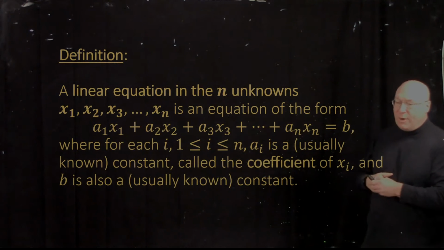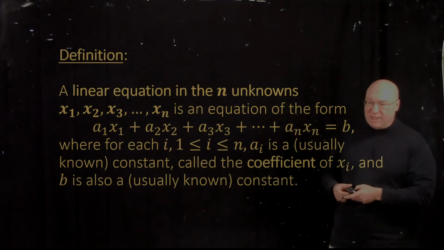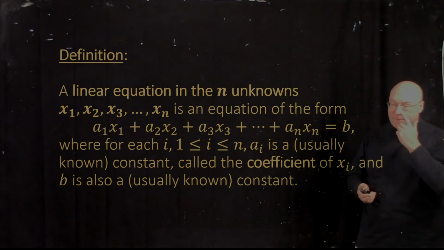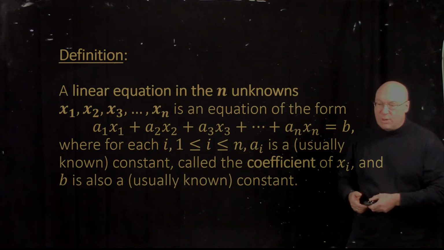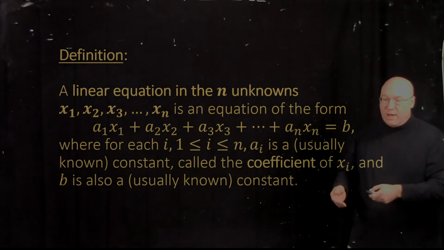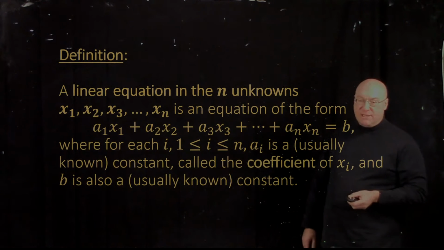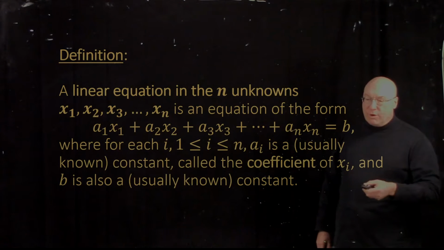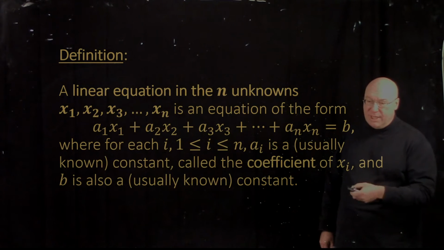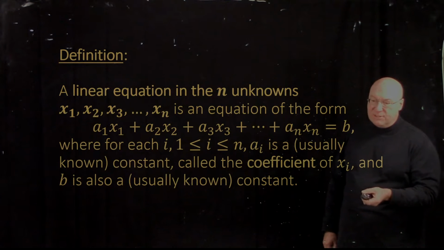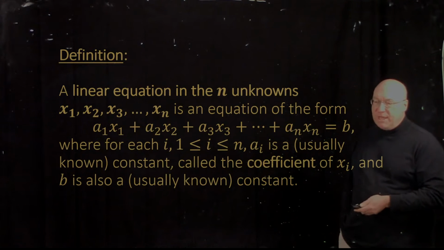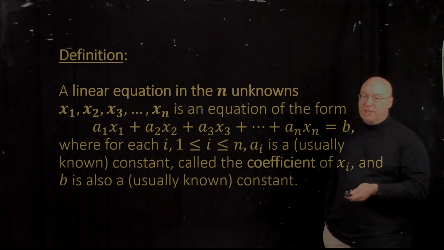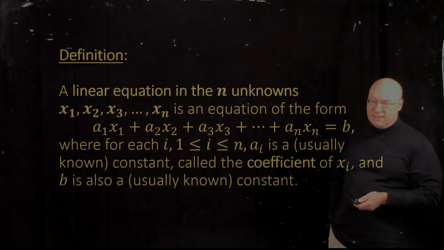Definition. A linear equation in the n unknowns, the n variables, x1 through xn, is an equation of the form a1 times x1 plus a2 times x2 plus etc. a sub n times x sub n equals b, where for each i, from 1 to n, a sub i is a known constant, and it's called the coefficient of x sub i, and b is also a known constant. So the unknowns are the x1s through the xn's.